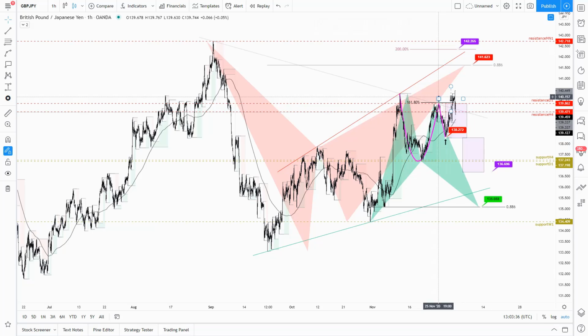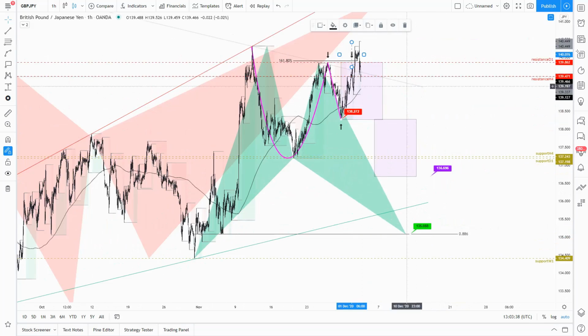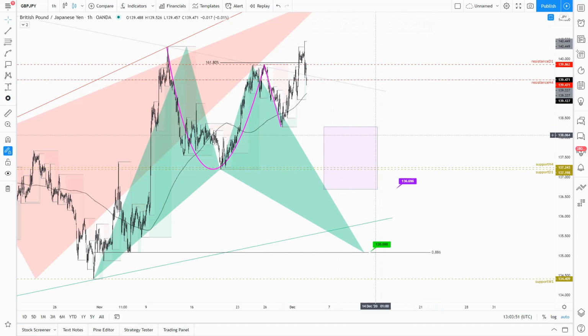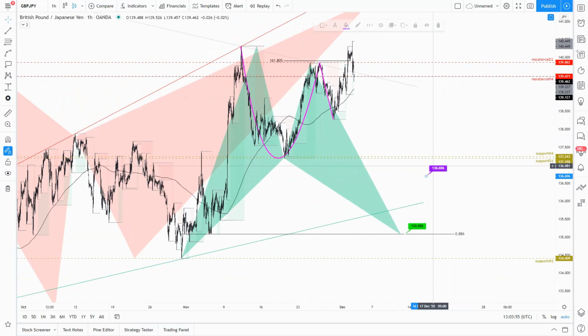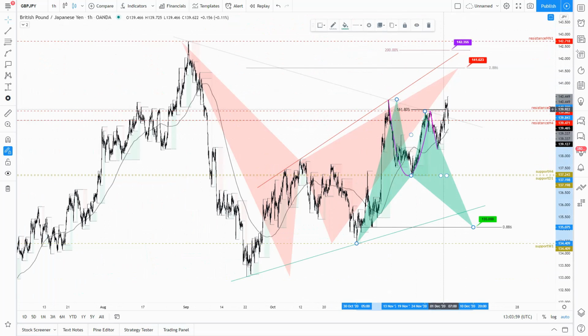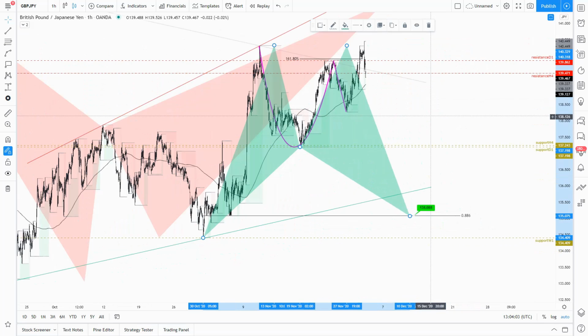So basically it's 142.35. Let me delete this because I don't need this anymore. So the pattern never triggered, it has been invalidated before even being triggered. So it makes no sense to wait for it. This bearish pattern is still possible.